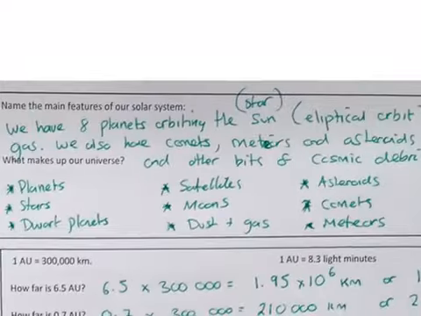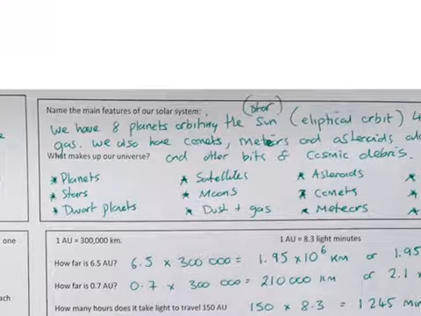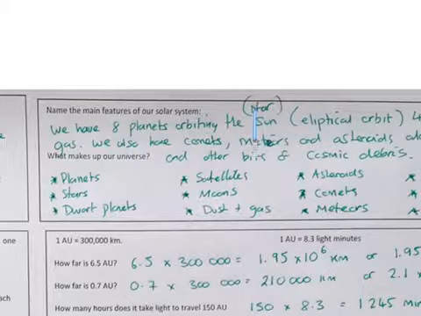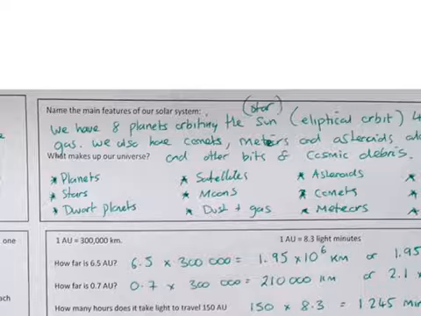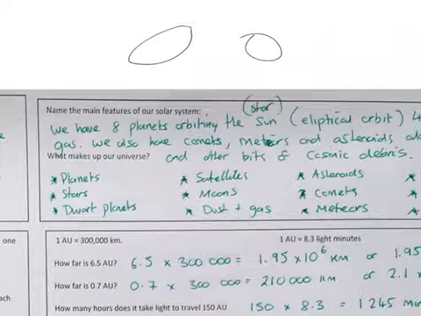Okay, let's zoom in on this bit. Name the main features of our solar system. So we've got 8 planets orbiting the sun. I've also put a star there. These take elliptical orbits, which is not a circle, it's a slightly elongated circle. And we call those ellipses.